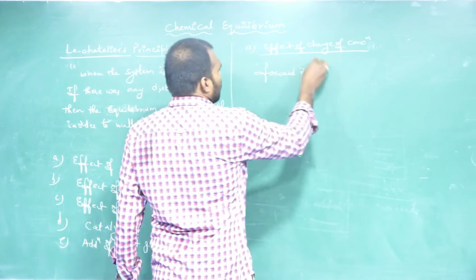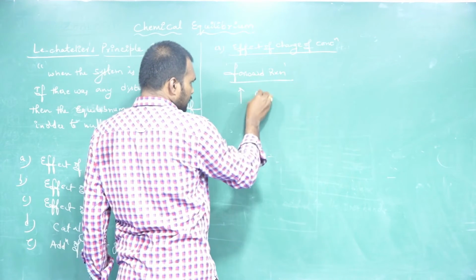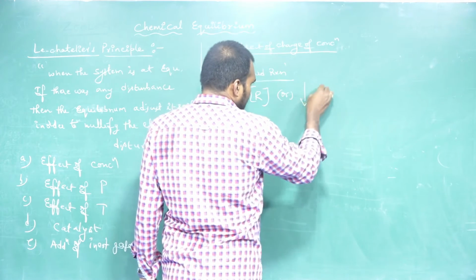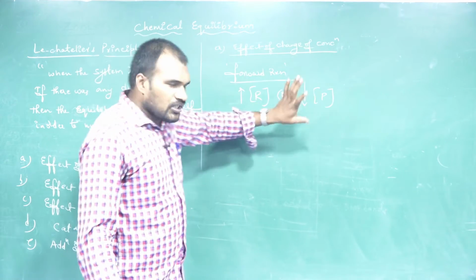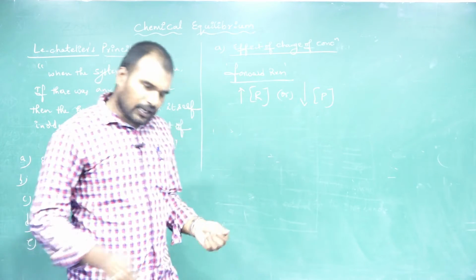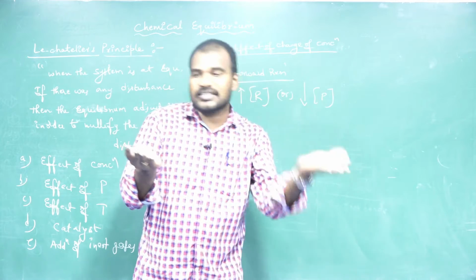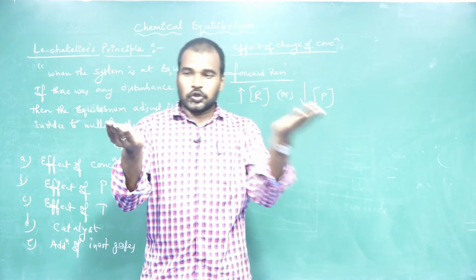Forward reaction is favorable by increasing the concentration of reactants or decreasing the concentrations of products. These are the two factors which are favorable for the forward direction or forward reaction. Coming to backward reaction. So backward means conversion of products back into reactants. Tell me, how can we direct the reaction to backward?